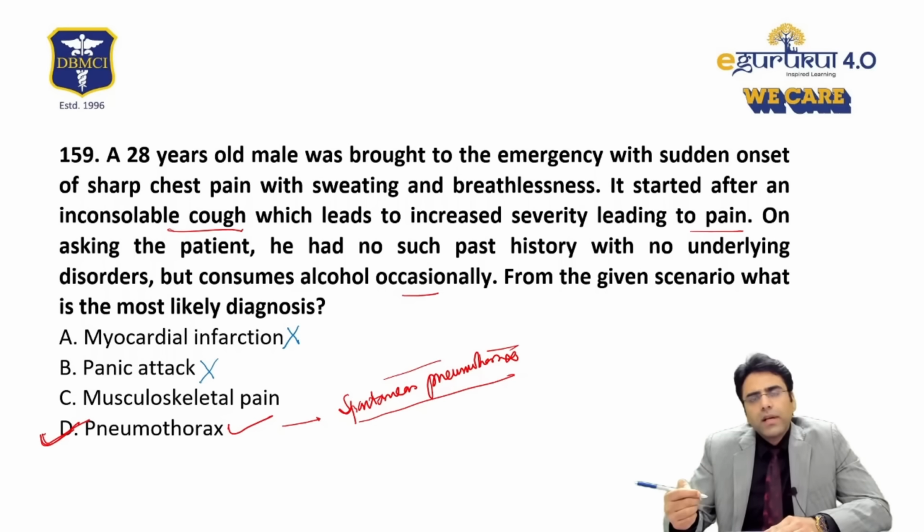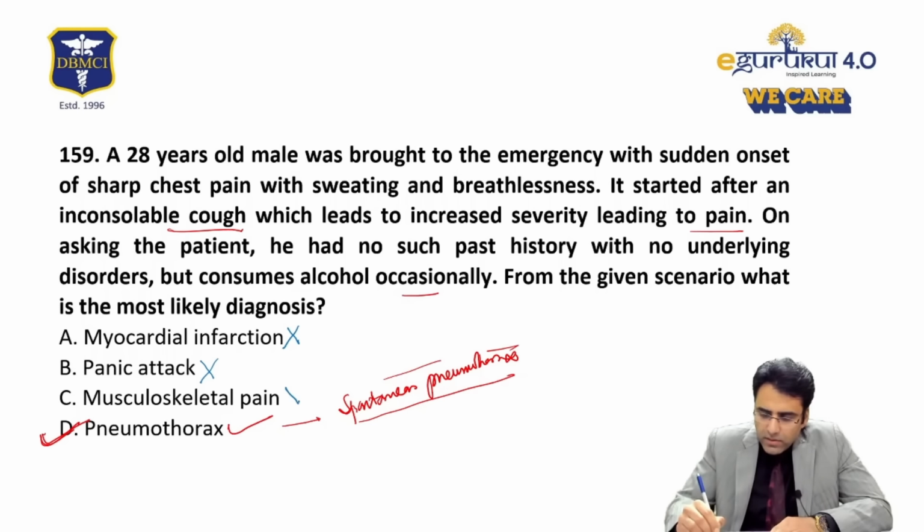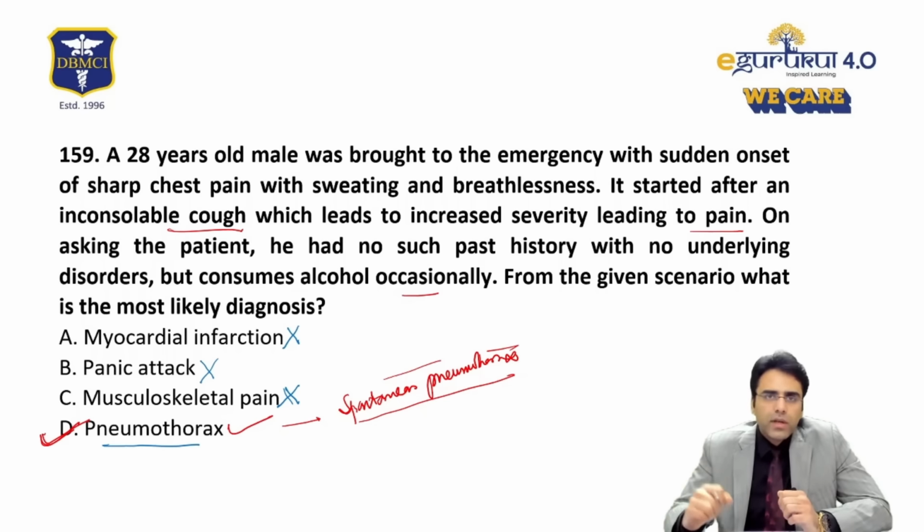Okay. Musculoskeletal pain will present with a dull, aching type of pain in the muscles. It will have no association with the cough. It will have no association with the breathlessness or sweating. So this is again ruled out. So the correct answer will be pneumothorax. Which type of pneumothorax? Primary spontaneous pneumothorax.